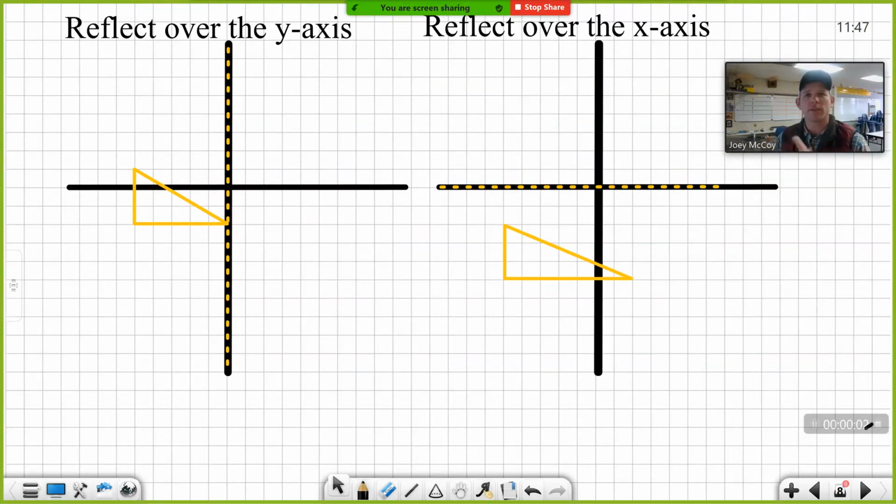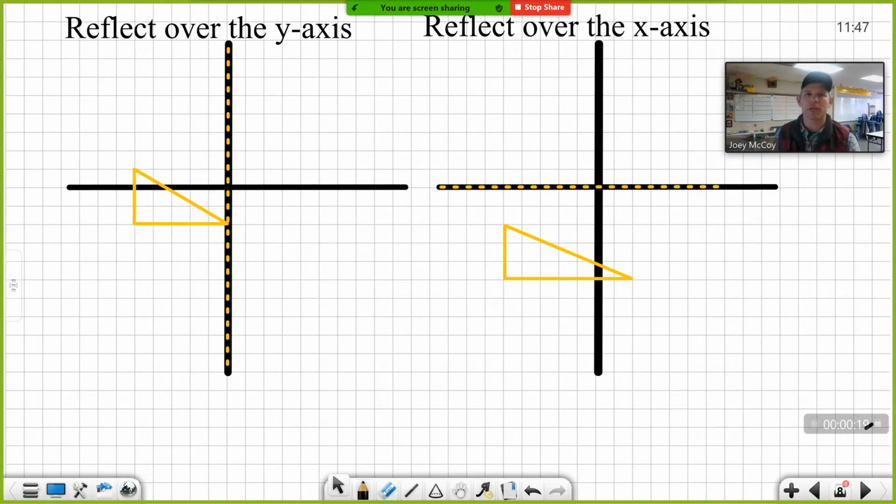All right, everyone, let's go ahead and give this a shot. We're going to work on some transformations right now. We're going to reflect over the x and y axis, and how does that work, okay?